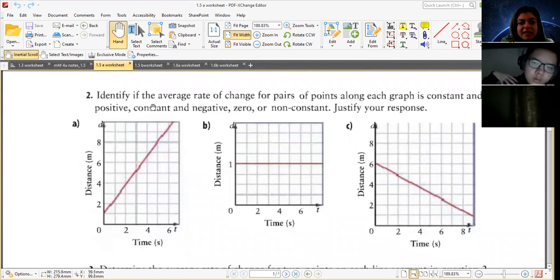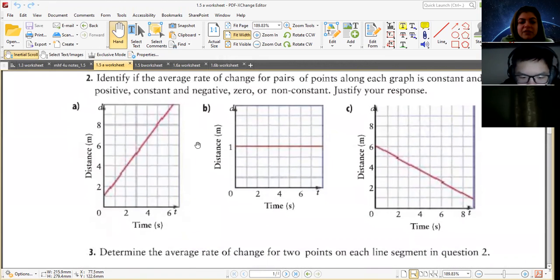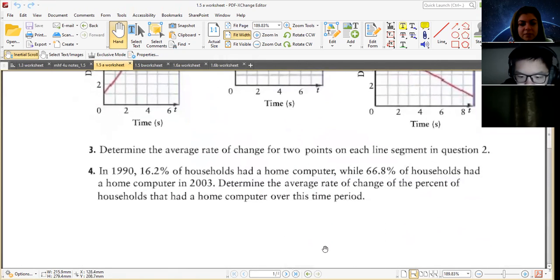Number 2, identify if the average rate of change of pairs of points along each graph is constant, positive, or negative. So you just tell me if the slope, or average rate of change, when we talk about average rate of change, we talk about the slope. Is it positive, constant, or negative? For example, here the slope is what? The slope, of course, is increasing, is positive, and it's constant, it's not going to change. So you have to answer that.